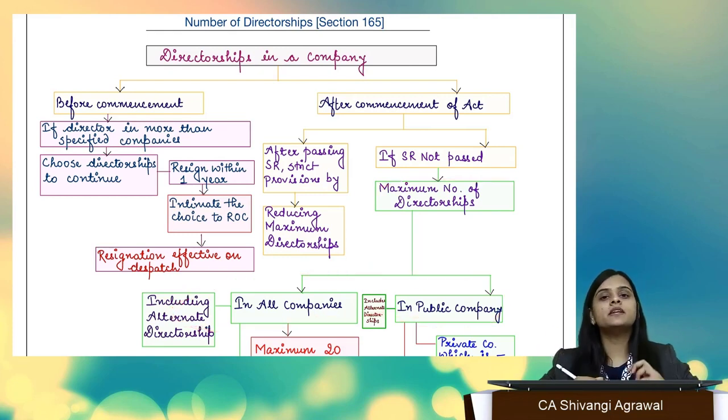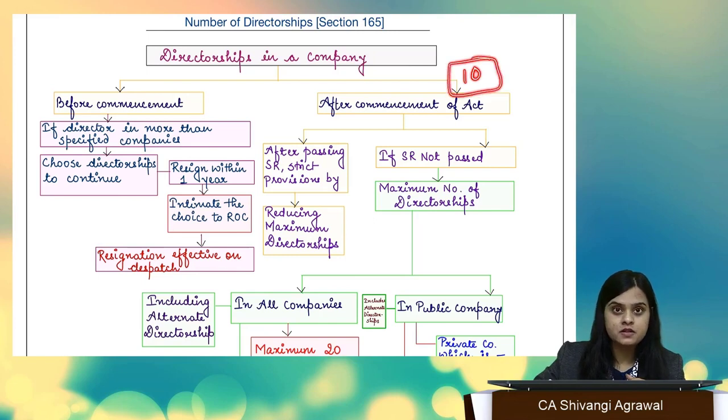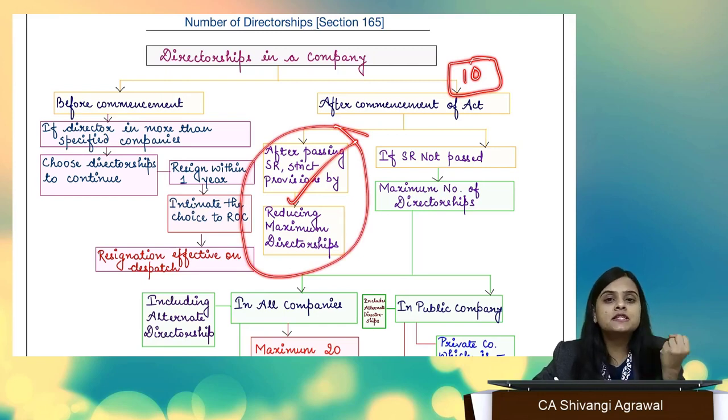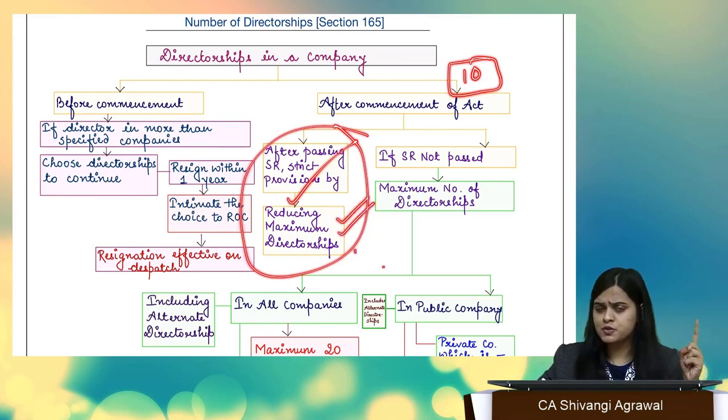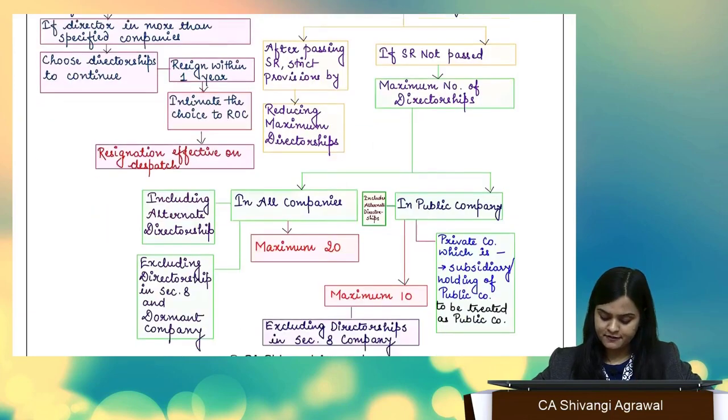Now, some companies say that if you want to be the director of my company, you cannot hold more than 10 directorships. Ma'am, can the companies do so? Yes. By passing a special resolution, you can have strict provisions in this regard. So you can reduce the maximum number of directorships. You cannot increase it. Fine. So that was section number 165.